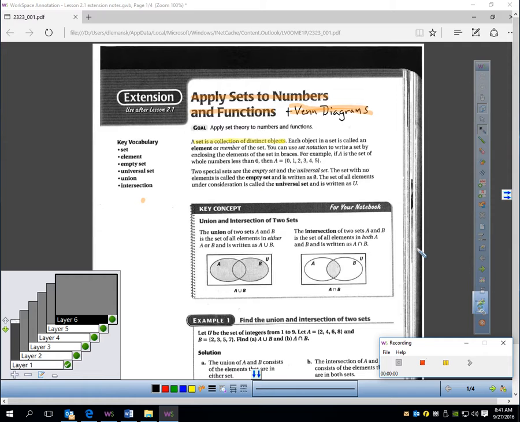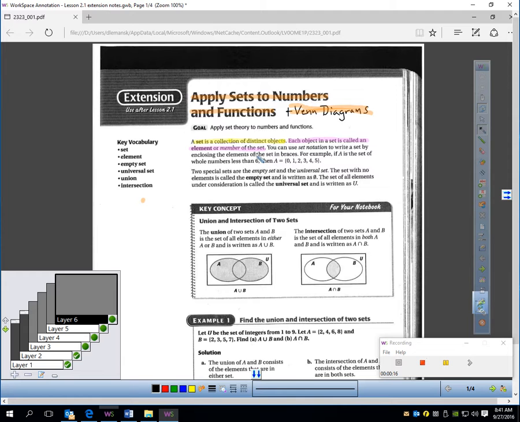Okay, so you are on page 71. We're applying sets to numbers and functions and Venn diagrams. Vocabulary we're going to start with first. A set is a collection of distinct objects. Each object in the set is called an element or member of the set.